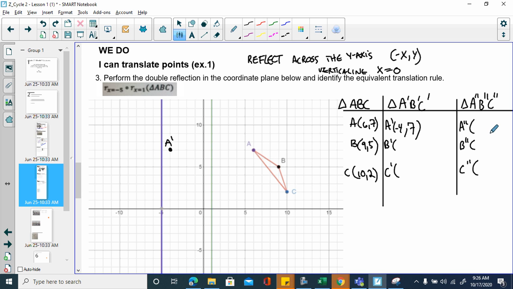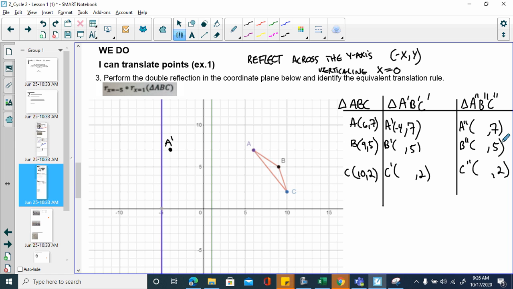So we can go in our problem. This double prime, it's still going to be 7. Here it was 5, it's still going to be 5. Here it was 2, it's still going to be 2. And this one is still going to be 2. And this one is still going to be 5. So our y values are not changing when we reflect across vertical lines.